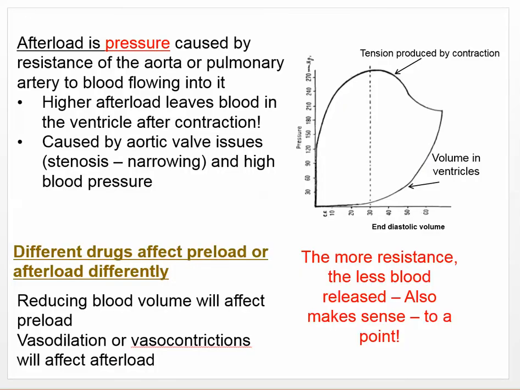So if we have preload, you know we have to have afterload. Afterload is pressure. Now all that blood that was in that ventricle has to be squeezed out. We're going to say through the aorta, because we're talking about ventricles, so it could be left side or right side. We're going to say the left side. Remember earlier when we had this isovolumetric contraction where the valve was closed, and we said you've got to generate enough pressure to push that valve open. That's kind of related to afterload.